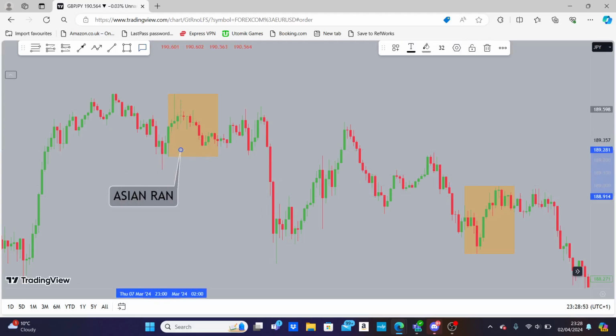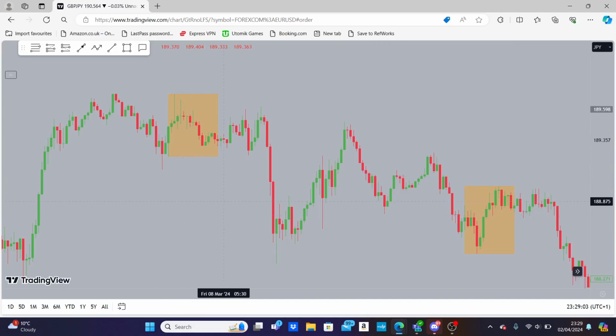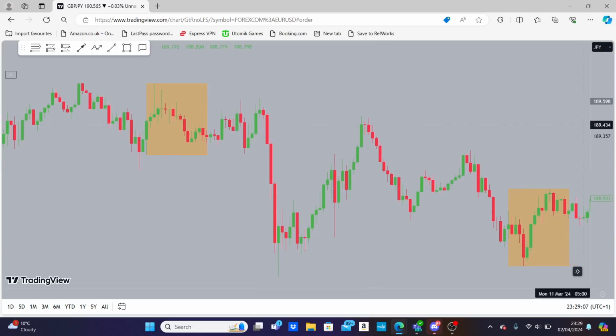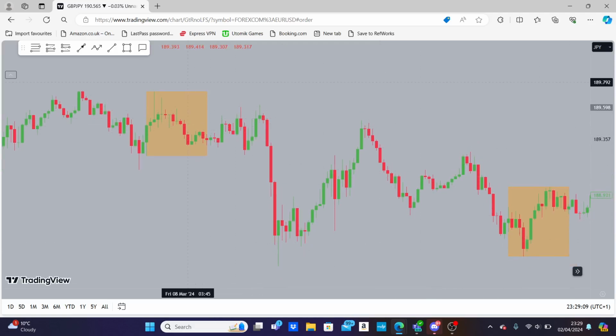The Asian range is a low volume time of day that aims to build liquidity and engineer liquidity in the markets. So what we have at the end of the Asian range is something called the New York midnight opening price. This New York midnight opening price forms at midnight New York time. Surprise, surprise.